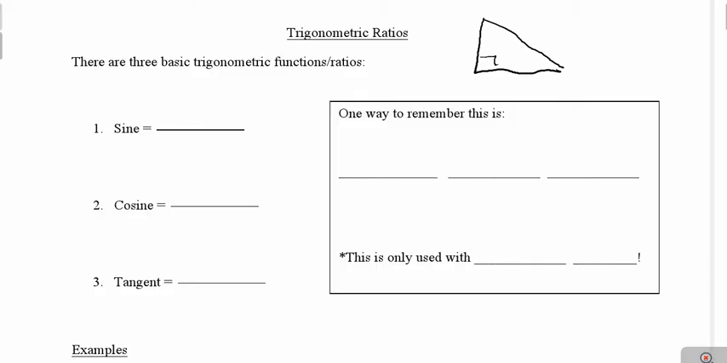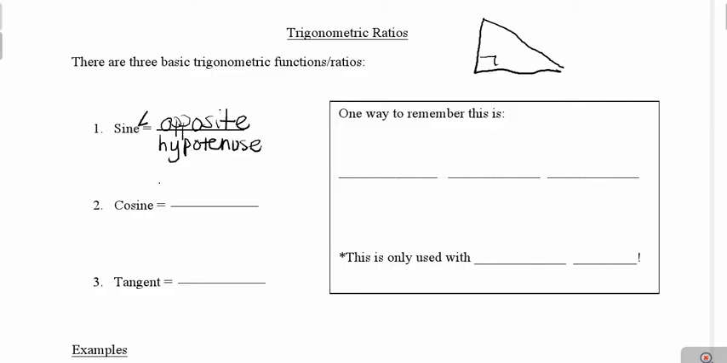The first trigonometric function is called sine. And the sine of an angle measure is equal to the ratio of the opposite side over the hypotenuse. So you'll be given some angle measure, and then from that angle measure, you're going to put the side that is opposite it over the hypotenuse of the right triangle.